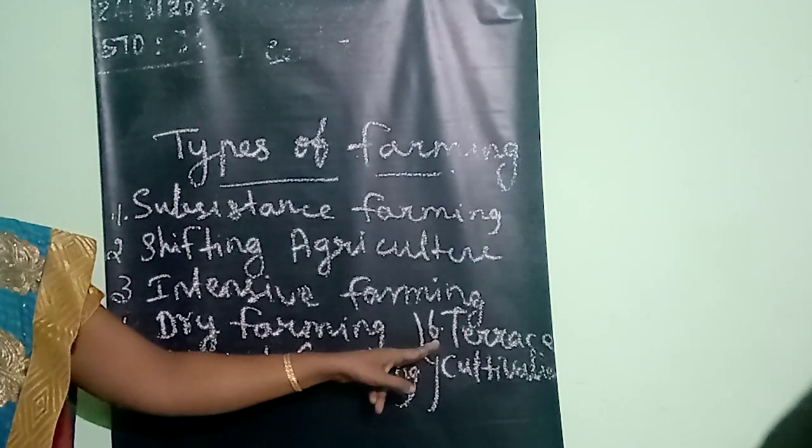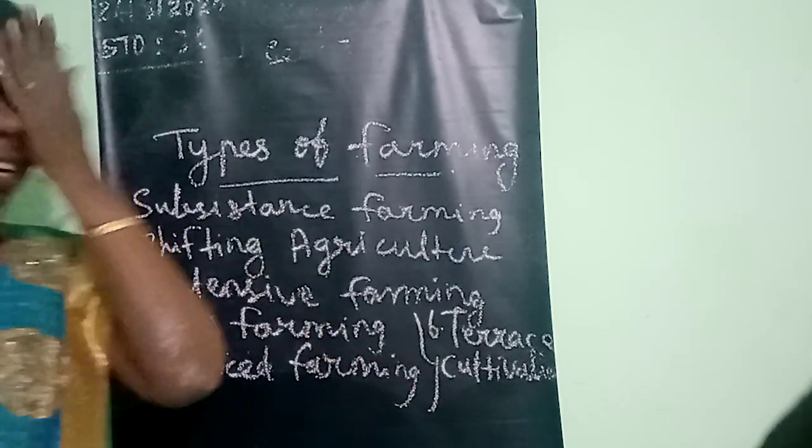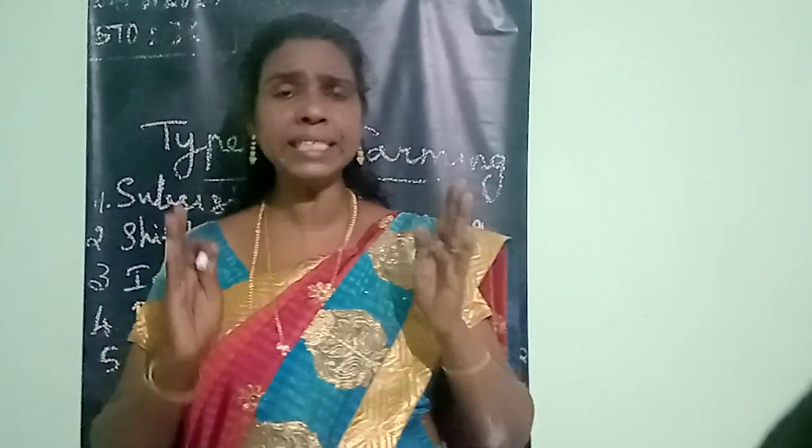Now I am going to explain one by one. Okay. The first one is subsistence farming. It is the type of farming in which the farmers cultivate plants and livestock for their own use without trade.